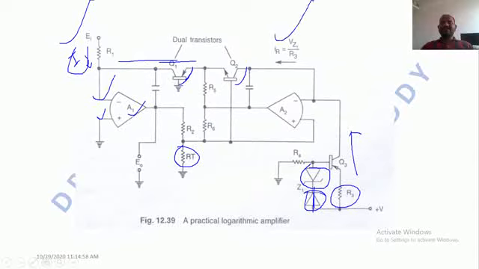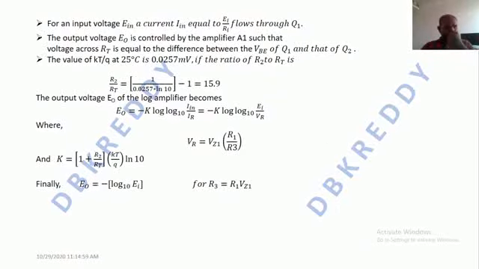Then the current passing through this particular Q2 is IR equals VZ1 by R3. As I told you, I assumed the current as I in, but as per the slide, it is the I in current. So this is the I in current.